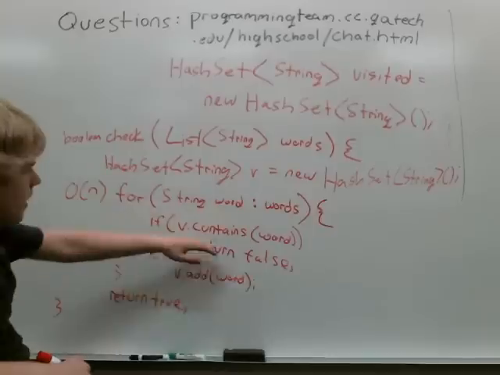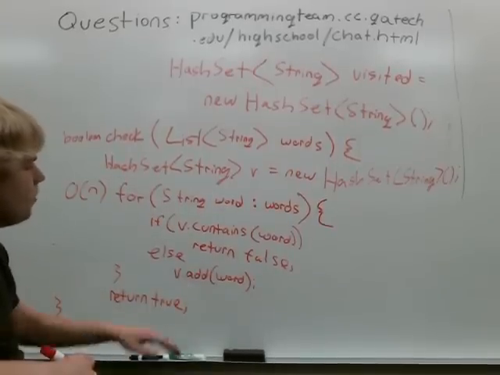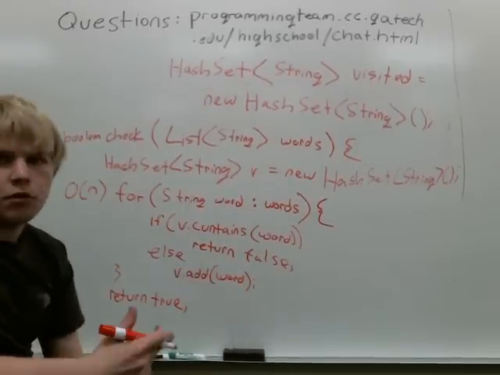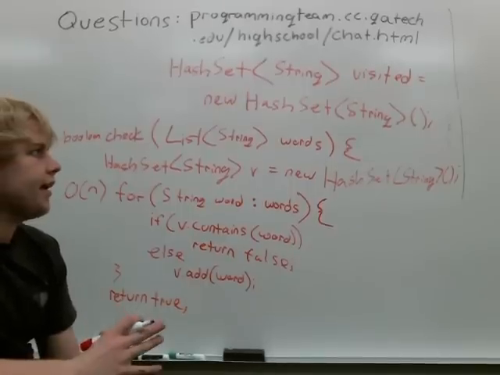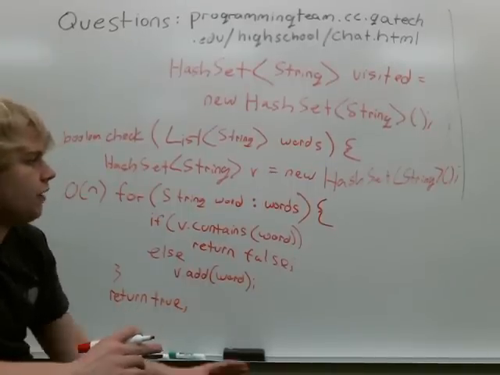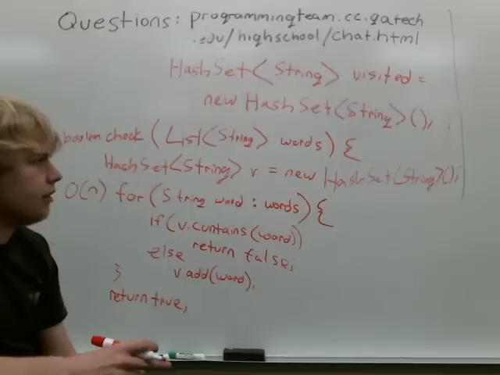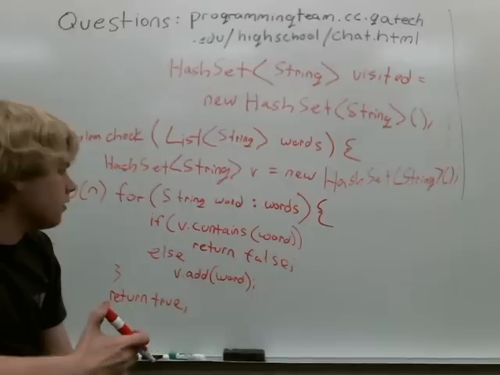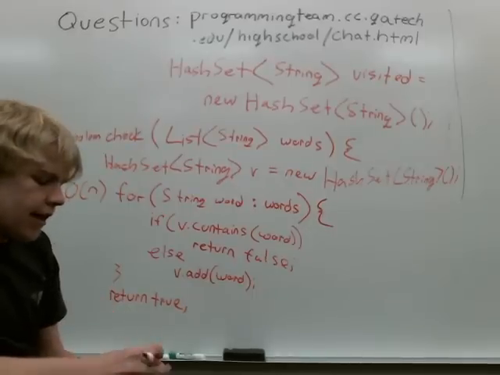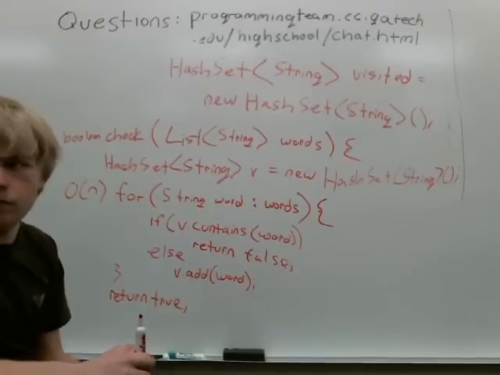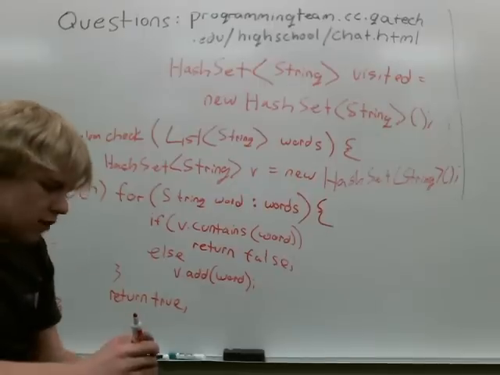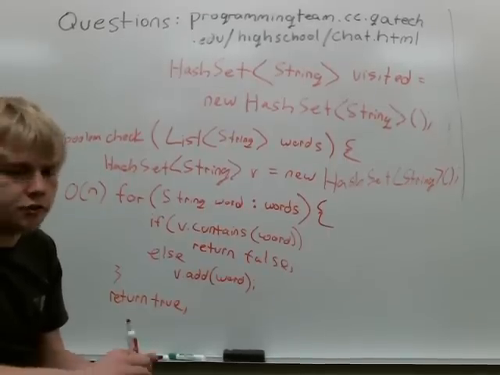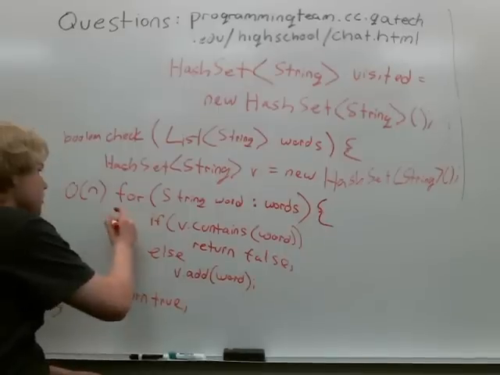Okay? And then v.containsWord. So what this line is going to do is first it will hash the word, and then it will compress the word, and it will go into that index of the table within our hash set and see if that word is there or not, if that index is empty. And so like we said, hashing is constant time, then compressing is constant time, and then accessing an index in an array is also constant time. So this whole step is constant time.